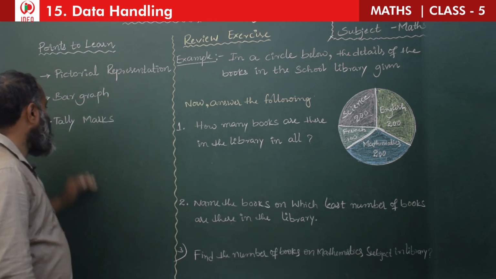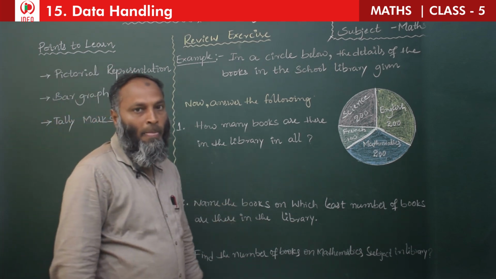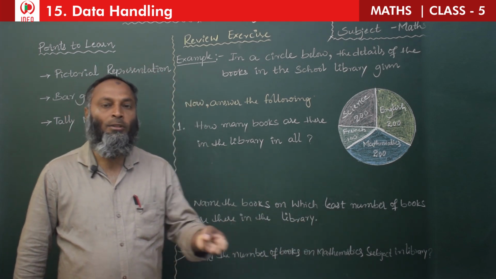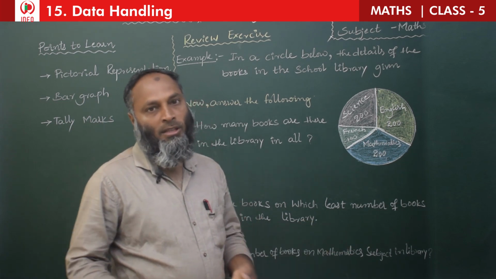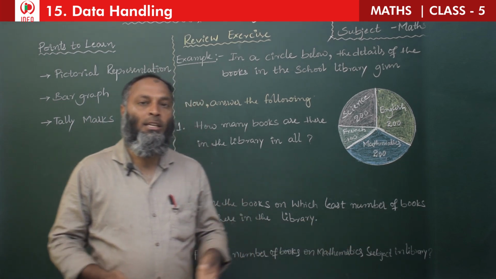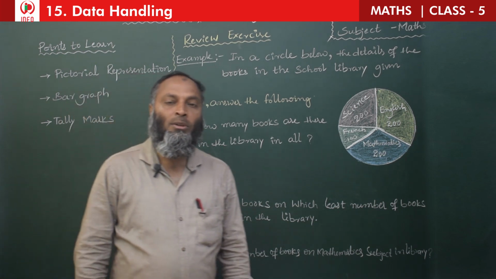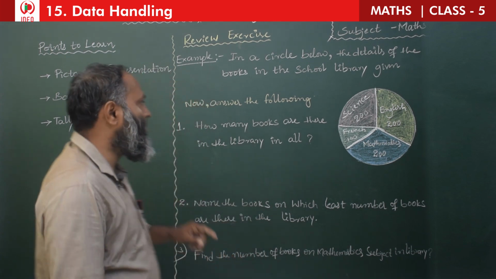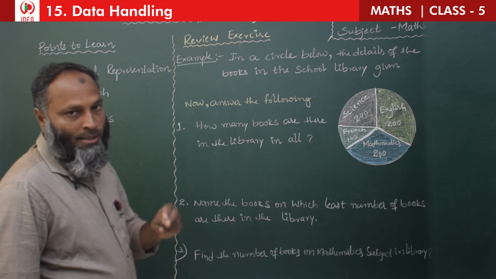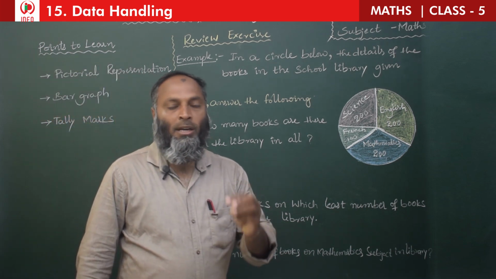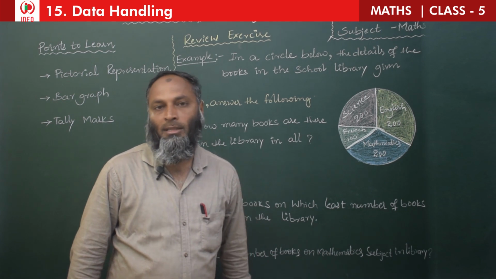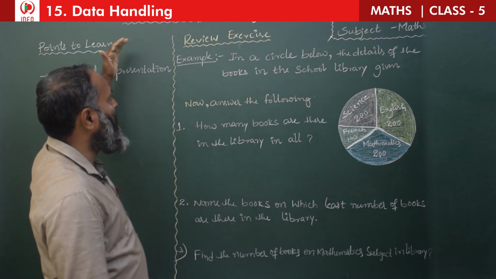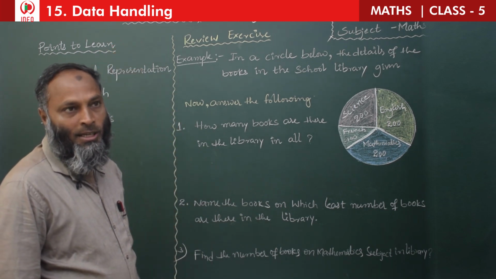Then after that, tally marks. With a collection of information, how to prepare tally marks and how to prepare frequency. That we are going to discuss in this class. In total, how many concepts? Three concepts. The first is pictorial representation, the second is bar graph, and the third is tally marks. These three concepts we are going to discuss in our 15th chapter, data handling.